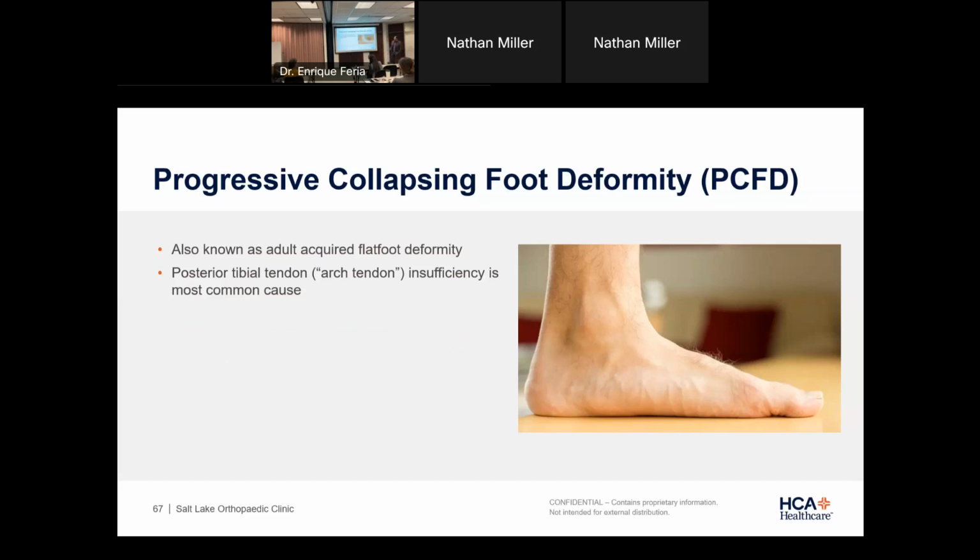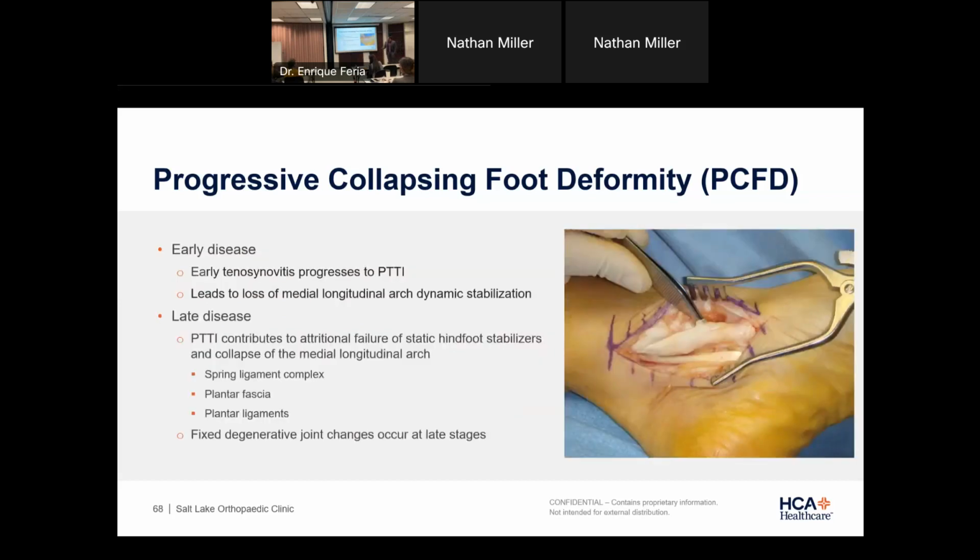Oftentimes, it's caused by your posterior tibial tendon, which is your arch tendon, becoming degenerative and not working anymore as you get older. Earlier on in the disease, it really is caused by inflammation and degeneration of that arch tendon. And as it becomes stiffer and stops working, then your arch starts to collapse. And then over time, as it collapses, that's when you start to notice the rest of the deformity that comes with having flat feet, which I'll touch on shortly.